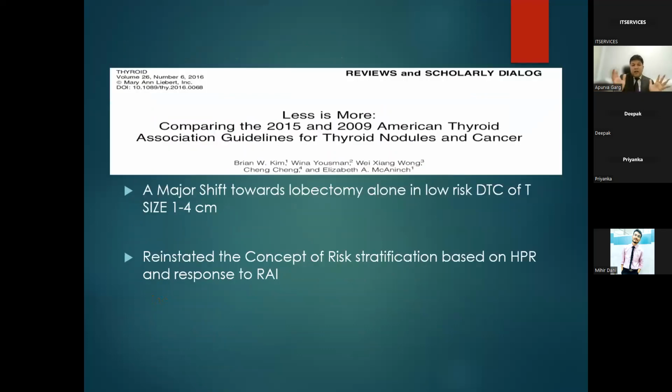Then, a less-is-more comparison between the 2015 and 2009 American Thyroid Association guidelines for thyroid nodules. There was a major shift towards lobectomy alone in low-risk DTC of tumor size 1 to 4 centimeters, and it reinstated the concept of risk stratification based on histopathological report and response to radioactive iodine.